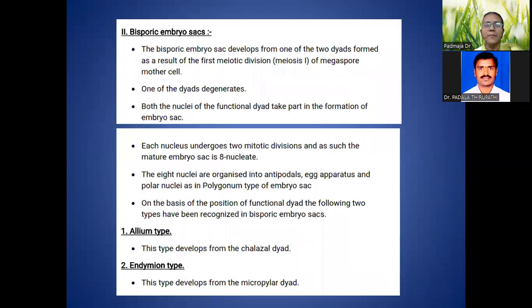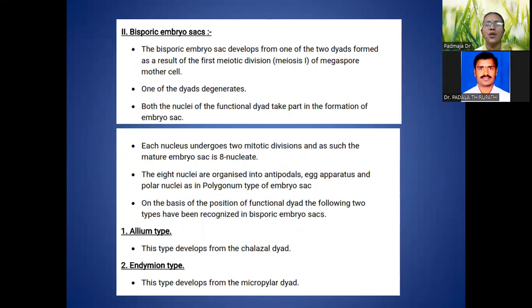And the next one is the bisporic embryo sac. In this bisporic embryo sac, the megaspore mother cell undergoes meiosis 1. As a result, the wall formation takes place, and these are called the dyads. So the bisporic embryo sac develops from one of the 2 dyads formed as a result of the first meiotic division of the megaspore mother cell. One of the dyads will disintegrate, and only one will be functional, and if the embryo sac is formed from that functional one, that is called a bisporic embryo sac. That means the dyad is taking part in the formation of the embryo sac.